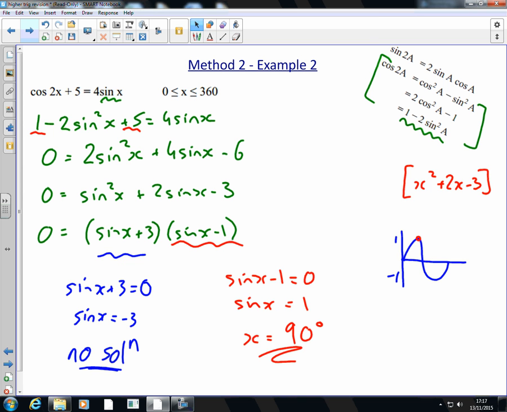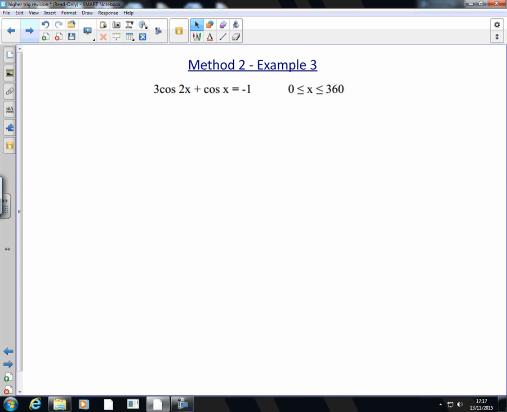So two things, method 2, sub in one of your double angle formulas, and then factorise. Last one we're going to look at, method 2, example 3. 3 cos 2x equals -1.